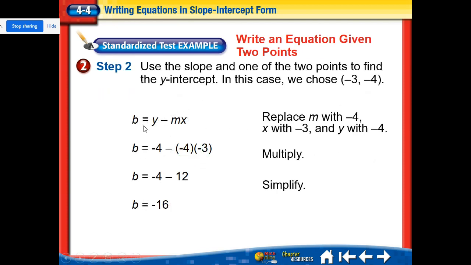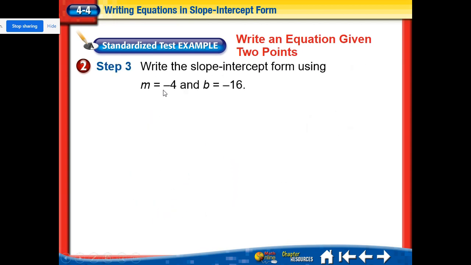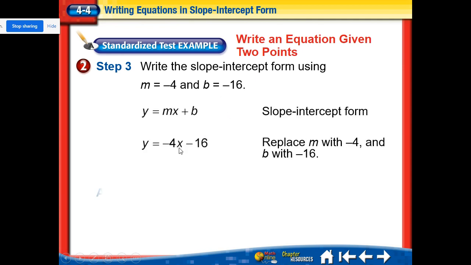So here we have our formula, and it's y equals mx plus b. So we're going to put the x and the y from here, and the m that we just found was -4. So -4 goes in for the m here. And then the x is -3, that goes here, and the y is -4, which goes there. Multiply this and we get +12, so -4 minus 12, or -16. So now we have m is -4, b is -16. Write our equation. And there's our answer. Let's try some more.